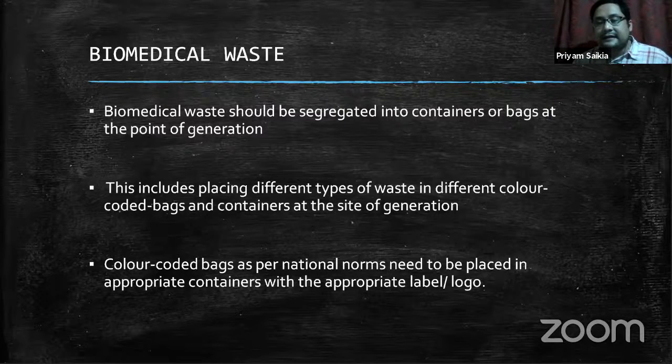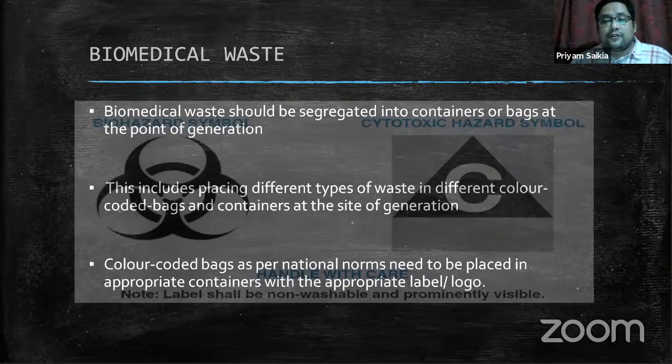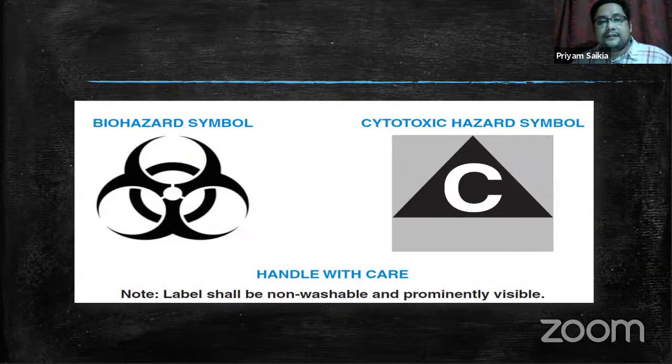The color-coded bags should be as per national norms. The plastic that is used should also be as per the national norm. And they should be placed in appropriate containers with appropriate label or logo. These two logos are commonly seen. On the left hand is the biohazard symbol, and on the right side is the cytotoxic hazard symbol. These symbols should be clearly marked on the containers, as well as the trolley through which these containers or bags would be taken to the central point.